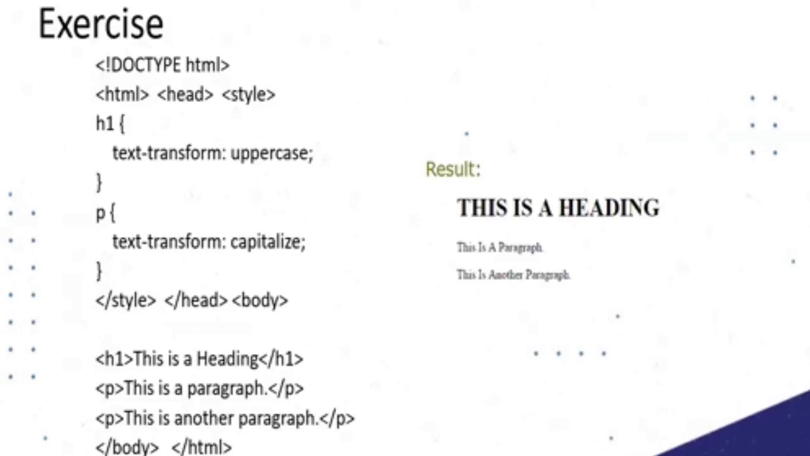Okay, now here what we have done, for H1, if you want to transform the text to uppercase, you can do it with text transform uppercase. And if you want to capitalize it, text transform capitalize, what will happen? First letter of each word gets capital. If you say uppercase, everything is converted into uppercase. If you say capitalize, only the first letter of each word gets capitalized. Right?